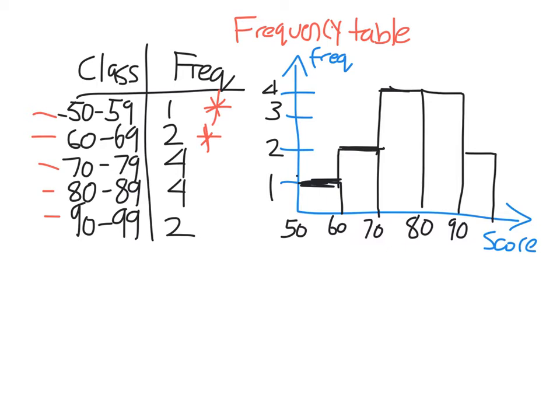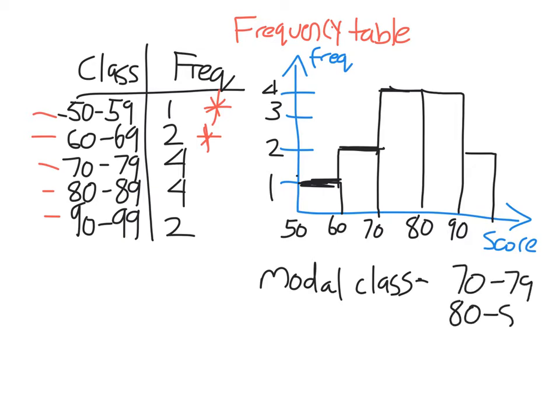Now, we can't actually figure out from this what the exact mean, median, or mode are. The reason is we don't have the raw data, but there are ways we can get around it. So we can find the modal class. That's easy as it's just the class with the highest frequency. So in this case, there are two classes, and the modal classes are 70 to 79 and 80 to 89.